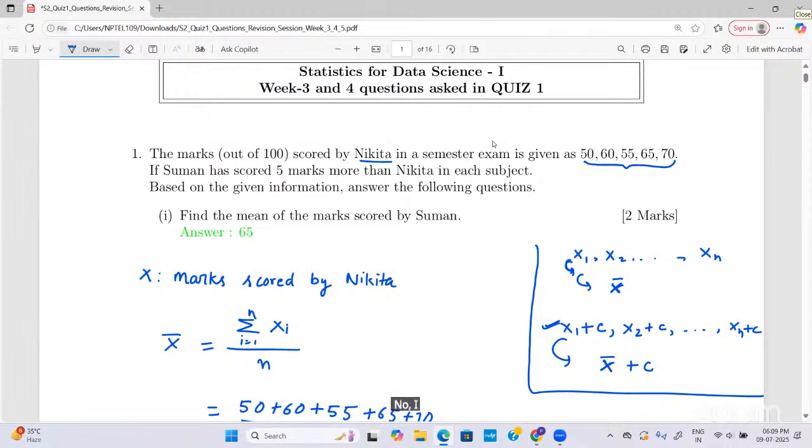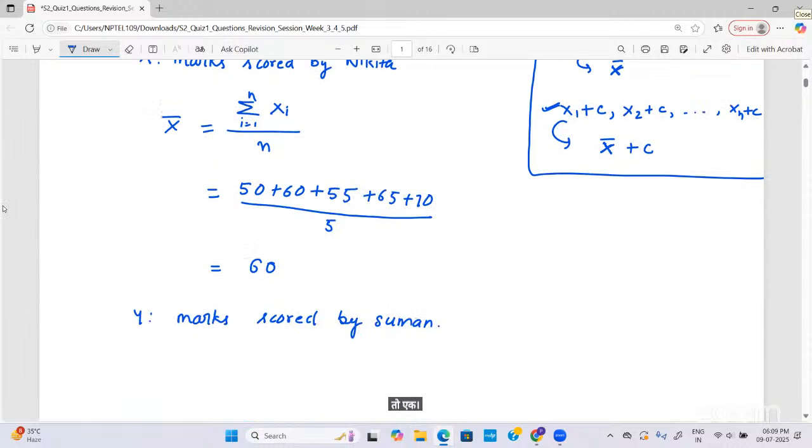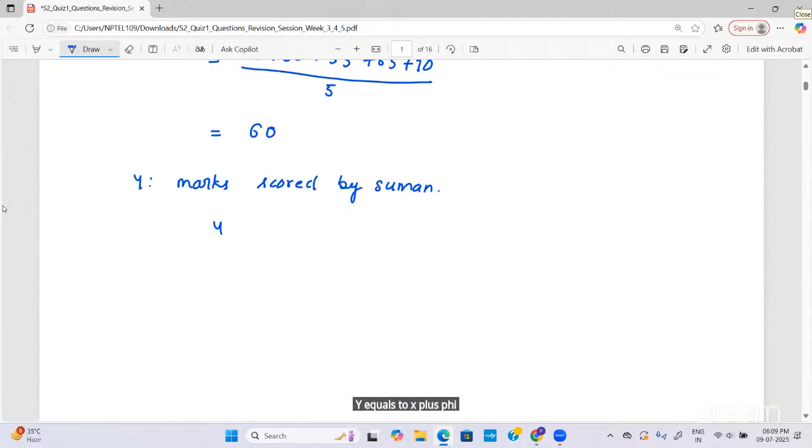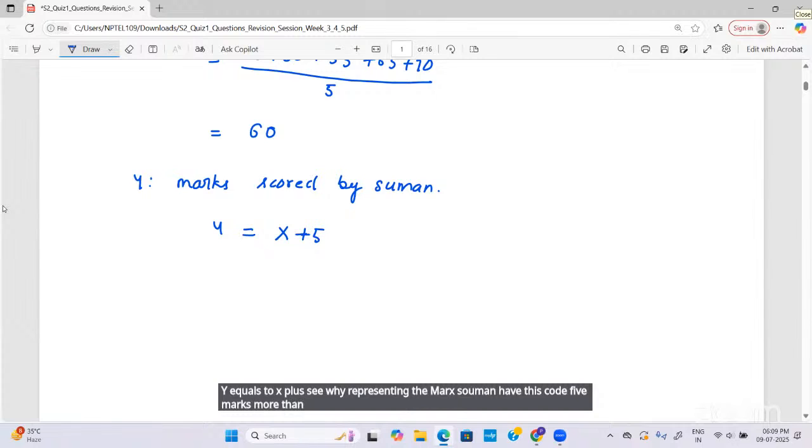No, no, I am asking what will be the relation between x and y first? Y is equal to x plus 5, ma'am. Yes, y equals x plus 5. See, y represents the marks scored by Suman. Suman has scored 5 marks more than the marks scored by Nikita. So y is equal to x plus 5.